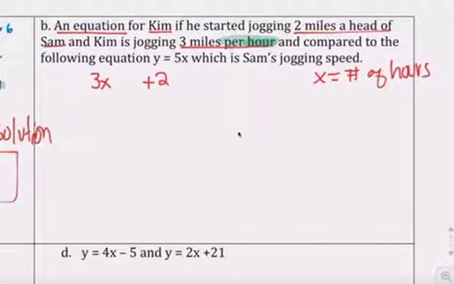Okay, and that compared to, that's Kim's distance, y, compared to the following equation, 5x, which is Sam's jogging speed, y equals 5x. So, when you look at this, what's your answer? Is it one solution, no solution, or infinite solution?